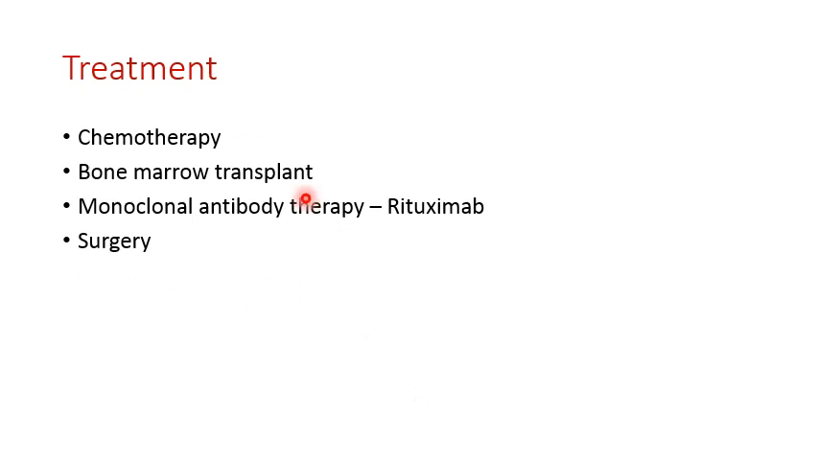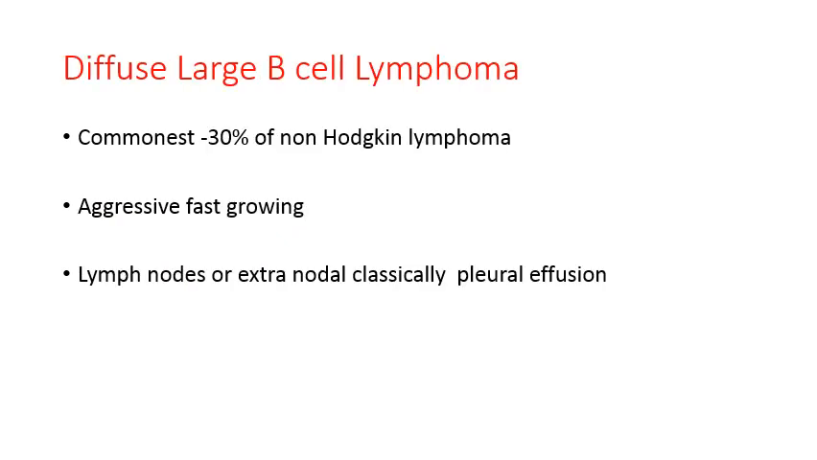So these are the basic principles of treatment in non-Hodgkin's: chemotherapy, bone marrow transplant, rituximab, monoclonal antibodies, and surgery. Now I will just brush through some of the interesting or important types of non-Hodgkin's lymphomas that you should know. One is diffuse large B-cell lymphoma. You should know this because it's the commonest type of non-Hodgkin's lymphoma. So if somebody asks what is the commonest type of non-Hodgkin's lymphoma, you should know that it is diffuse large B-cell lymphoma.